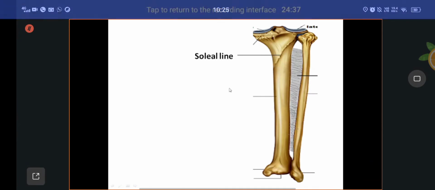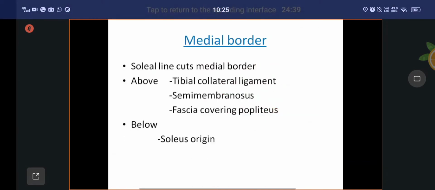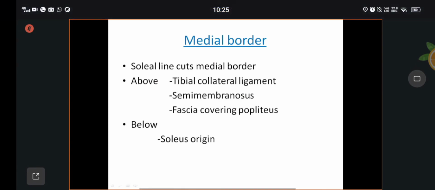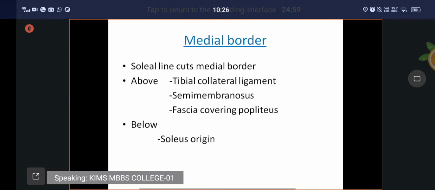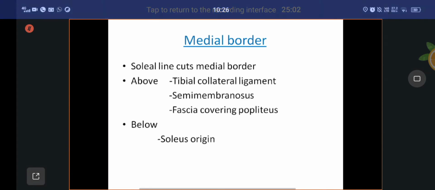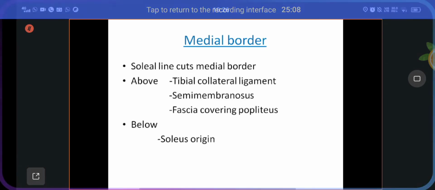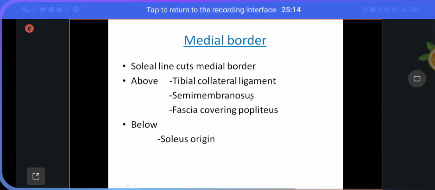This is the medial border. The soleal line cuts the medial border, with parts above the soleal line and below the soleal line. Above the soleal line, the tibial collateral ligament, that is the medial ligament of the knee joint, is attached to it. Like the medial and lateral ligaments of the elbow joint, in the same way you will have medial collateral and lateral collateral ligaments in the knee joint. There, ulnar collateral and radial collateral; here, tibial collateral, that is medial, and fibular collateral, that is lateral.